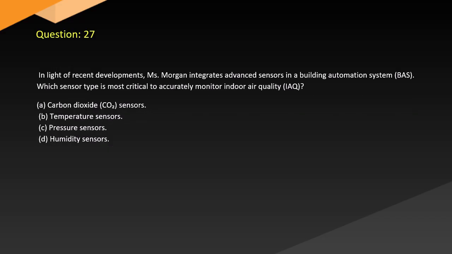Question 27. In light of recent developments, Morgan integrates advanced sensors in a building automation system, BAS. Which sensor type is most critical to accurately monitor indoor air quality? A. Carbon dioxide CO2 sensors. B. Temperature sensors. C. Pressure sensors. D. Humidity sensors.